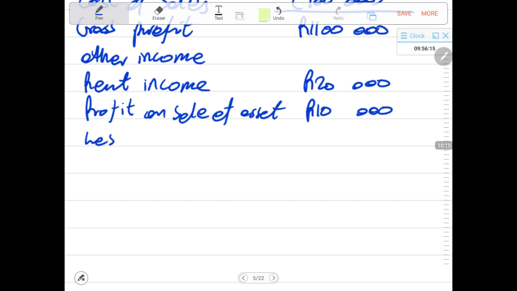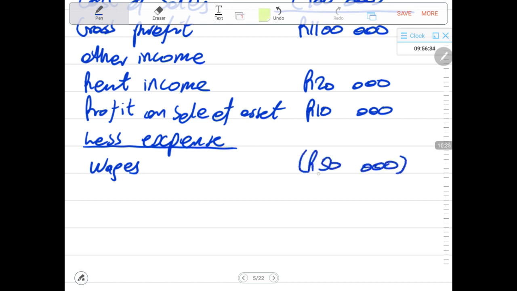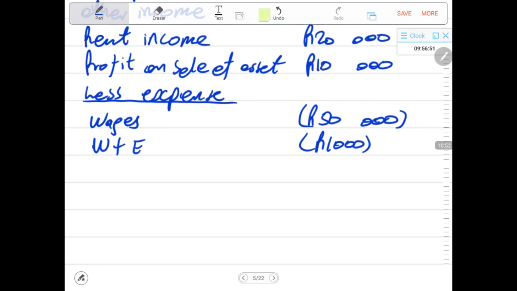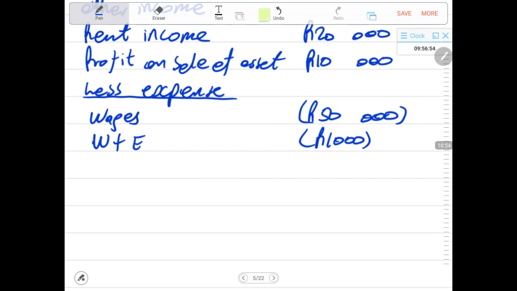Then after we'll have to say less expenses. I'm just using this explanation. I want to give the numbers in front of you. Less expenses. Under expenses, we can have wages. We can have wages of 50,000 rands. We know that expenses will be negative. We'll have water plus electricity, 50,000 rands. Oh, that will be too much. 1,000 rands.